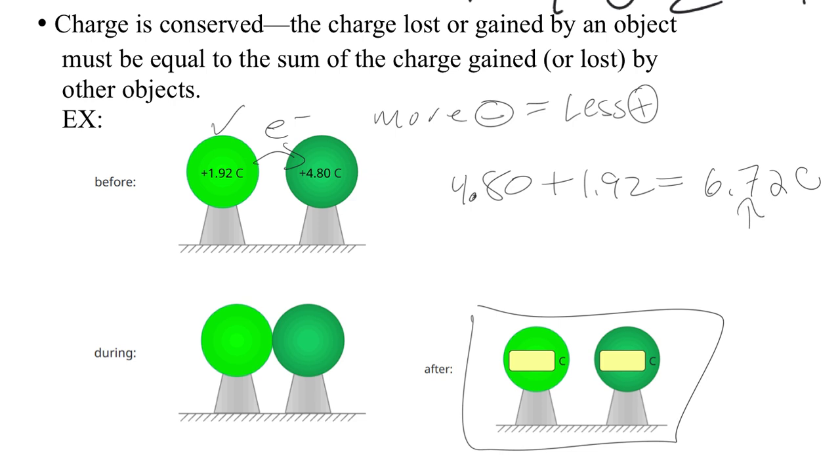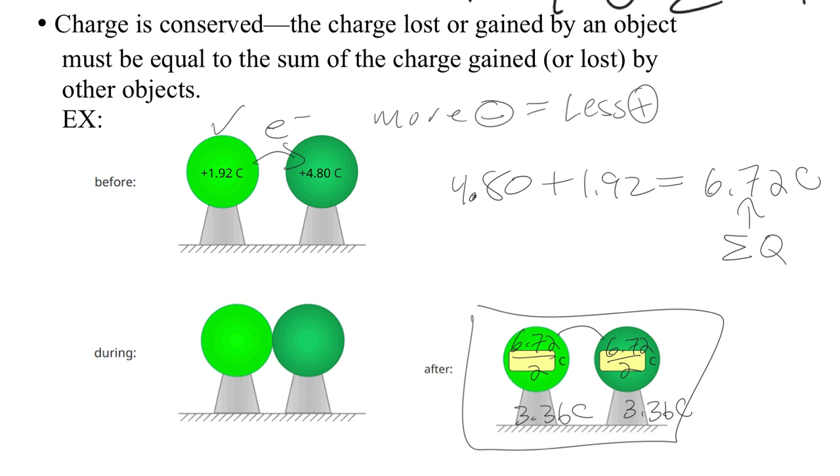This is the total Q. We use Q for charge. So the total charge before equals the total charge after. But we have two of them, so it gets subdivided. So each one is 6.72 divided by 2, which would be 3.36 coulombs.